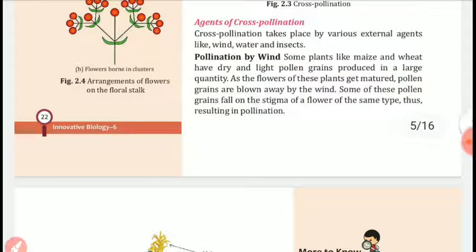Some plants like maize and wheat have dry and light pollen grains produced in large quantity. As the flowers of these plants mature, pollen grains are blown away by the wind. Some of these pollen grains fall on the stigma of a flower of the same type, which results in pollination. In this way, pollination is done with the help of wind.